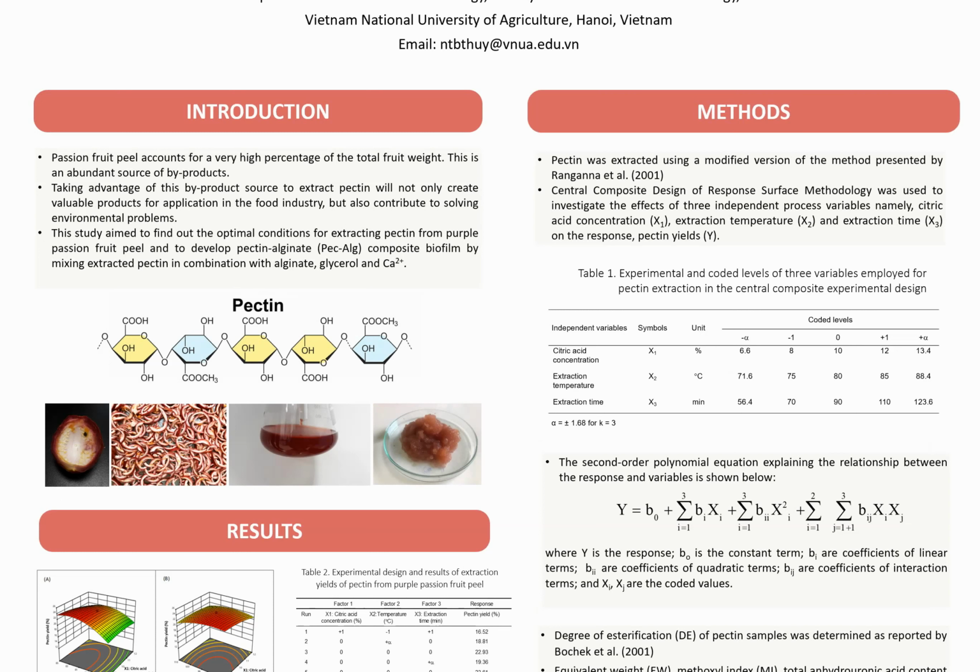These are the three factors that have the greatest influence on the effectiveness of pectin extraction. Each factor consists of 5 different levels, as can be seen in table 1. This is table 1, you can see here. And this is the form of the second order polynomial equation explaining the relationships between the response and variables.